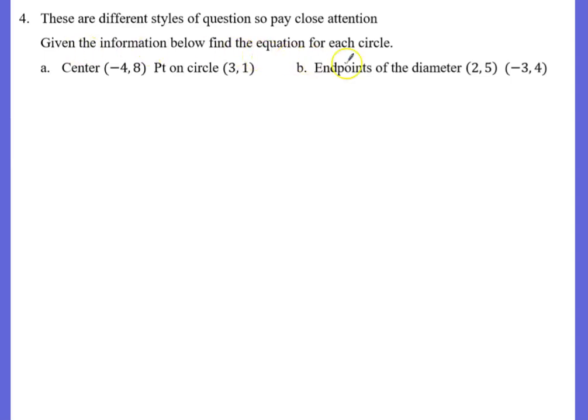Okay, given the information below, find the equation for each circle. So these are circles. We have a center and we have a point. If you wanted, you could do a quick sketch. So I've got negative 4, positive 8. Okay, so there's my center, and then a point on my circle. So this means that my circle is like out here like that, right?